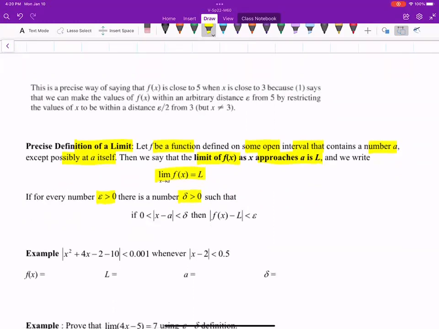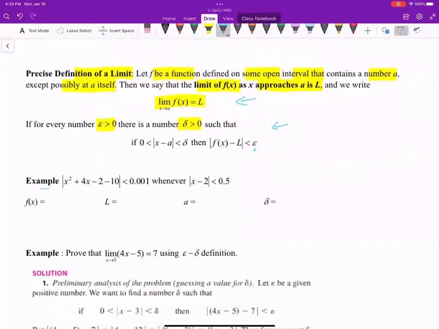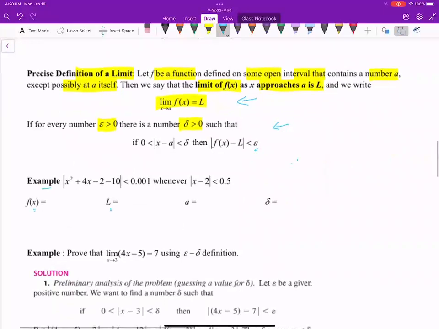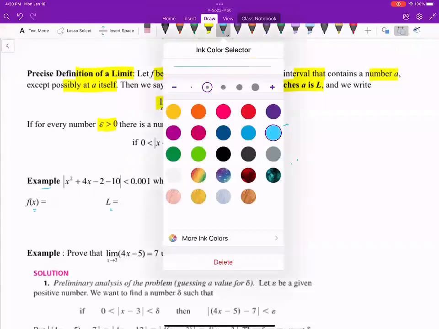So this is the limit definition that we have seen before. The precise definition of limit is, if for every epsilon positive, there is a delta positive such that if the difference between x and a is less than delta, then that will give absolute f of x minus L, the difference between f of x and L, smaller than epsilon. This is true for any epsilon that you pick. So in this example given, you find out what L is, what f of x is, what a is, what delta is. So you have to look at this statement over here.